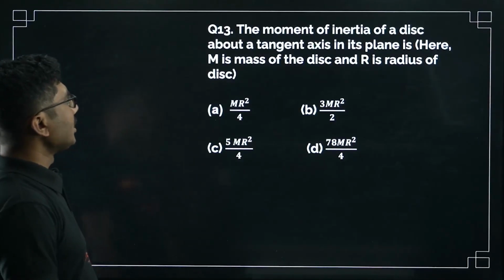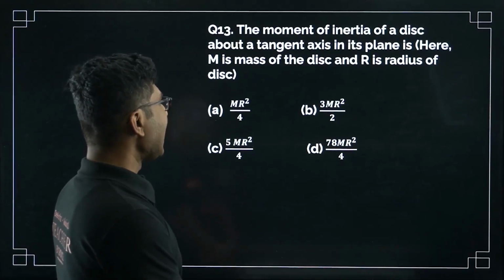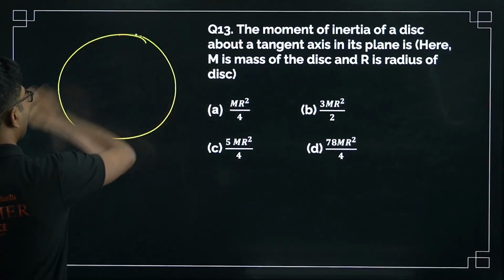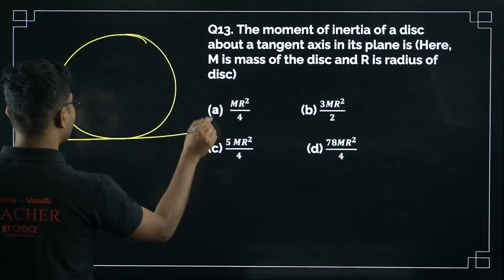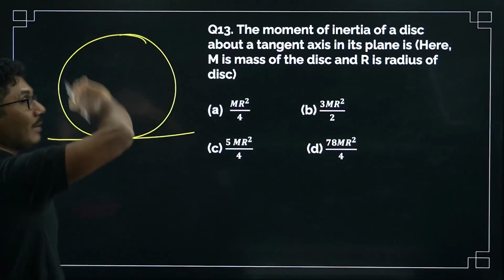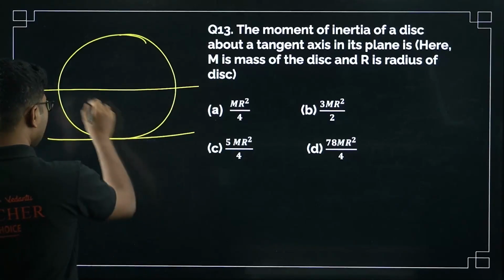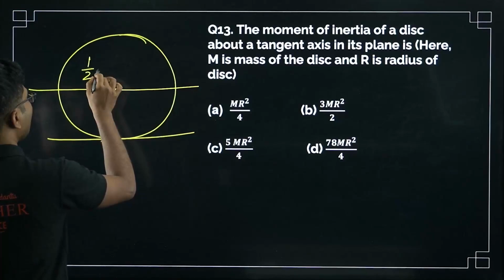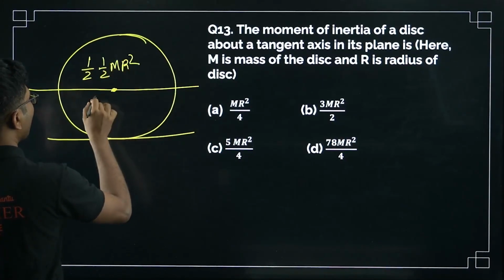Next question. The moment of inertia of a disk about a tangent axis in its plane is... So we have a disk, and we want to find the moment of inertia about the axis parallel to the plane, on the tangent and also along the plane. For that you need to know the moment of inertia along the diameter. Along the diameter passing through the center, the moment of inertia is half of half mr square, that is 1/4 mr square.